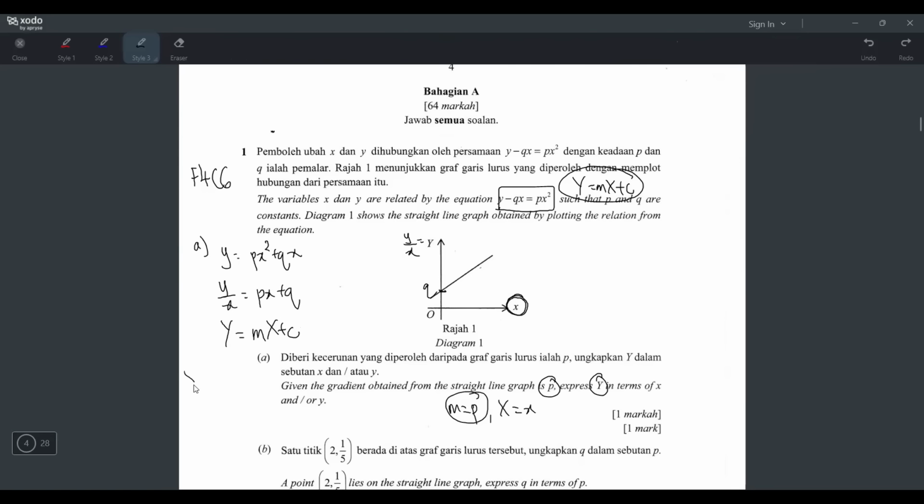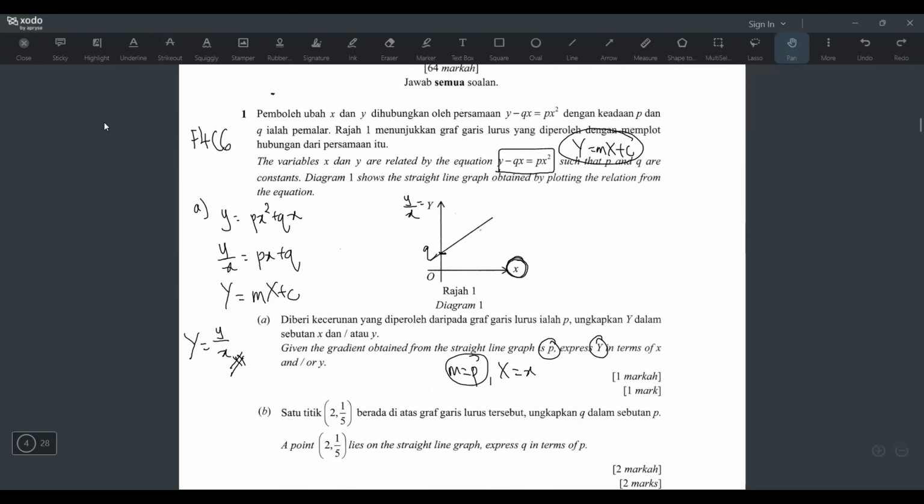So the big Y is actually the small y over small x. So that's the answer, right? They only ask you to express the big Y, right? So you just express the big Y. All right, that's all. Now let's do B.